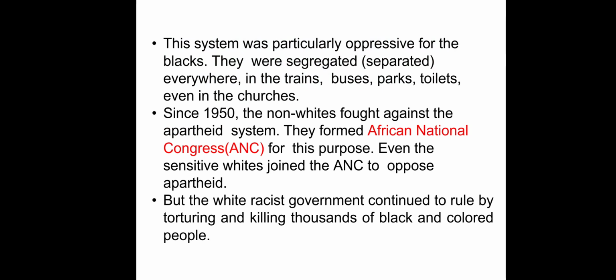This system was particularly oppressive for the blacks. They were segregated everywhere: in trains, buses, parks, toilets, even in churches. Since 1950, the non-whites fought against the apartheid system. They formed the African National Congress for this purpose. Even sensitive whites joined the African National Congress to oppose apartheid. But the white racist government continued to rule by torturing and killing thousands of black and coloured people.